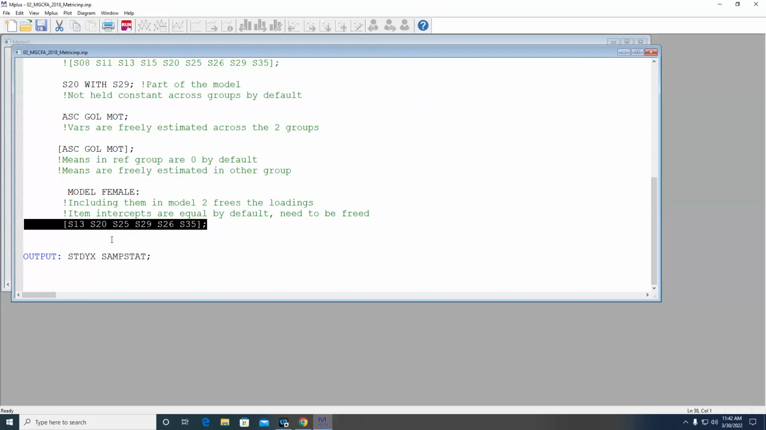Here, I'm allowing the intercepts to freely vary across the two groups. So they're still in model female, but I'm constraining the loadings. So they're not. I know it seems backward. I get that. It feels like it should be the opposite, but it's not. So you'll get used to it eventually.